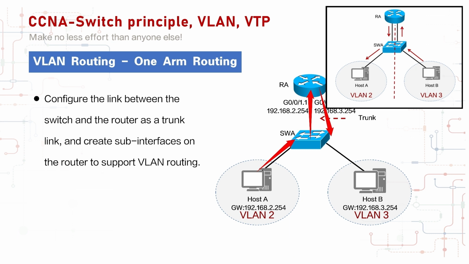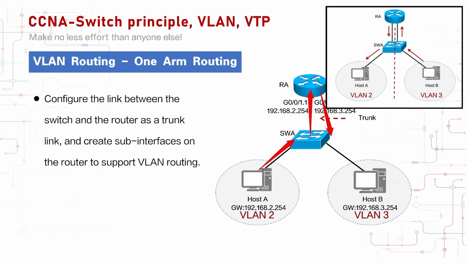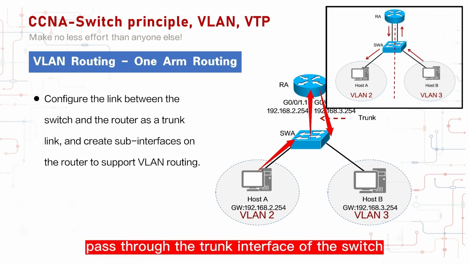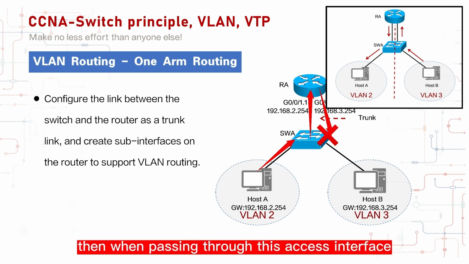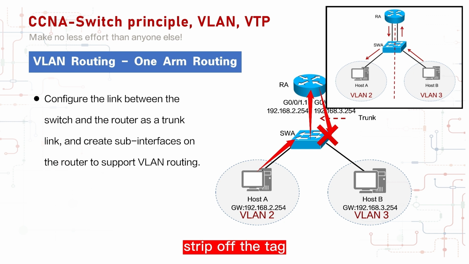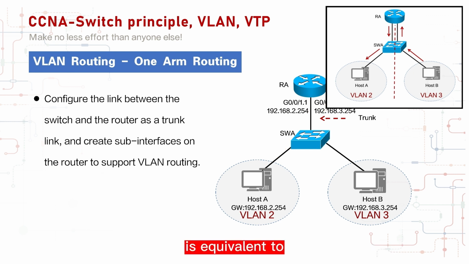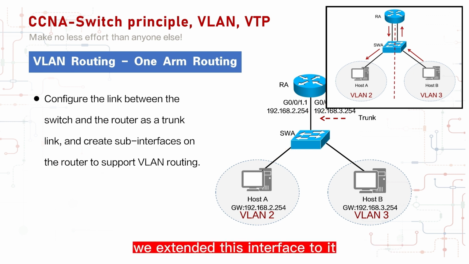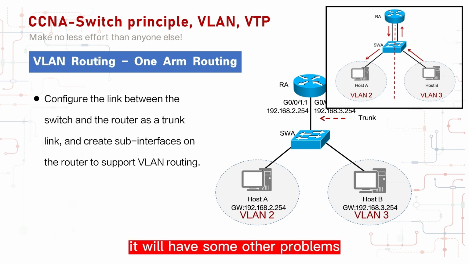When it comes out, the other subinterface adds VLAN tag 3. Then send. Pass through the trunk interface of the switch. Then when passing through this access interface, strip off the tag. Then forward to host B. Complete the communication between the two of them. It is equivalent to extending this interface. In this way, the problem of insufficient router interfaces can be alleviated. But in this case, it will have some other problems.